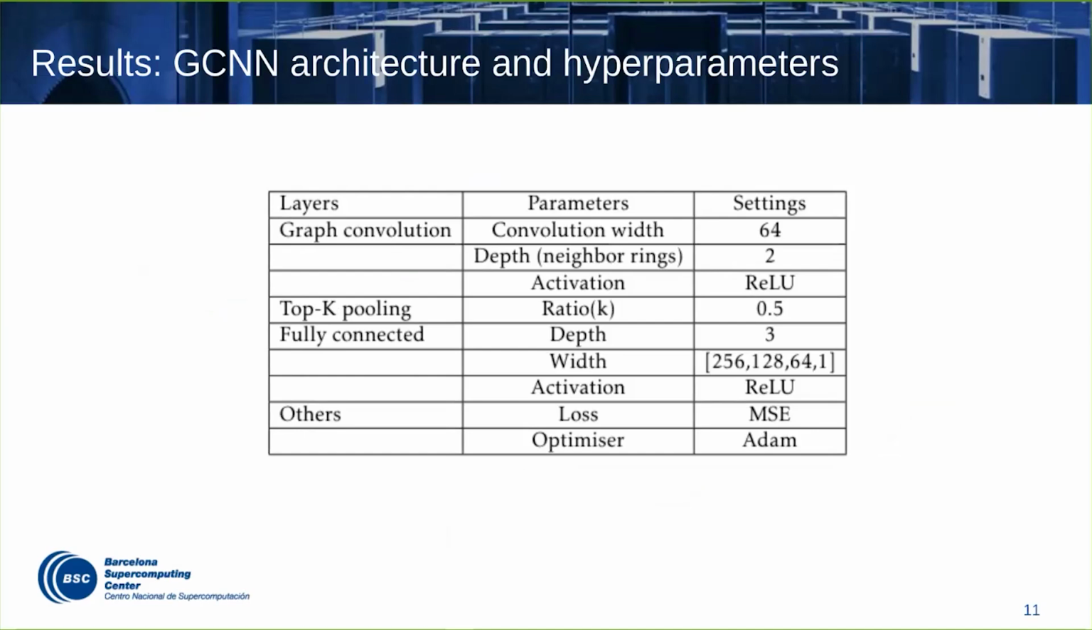Some parameters that we used are the width of the convolutional layers and the depth of the graph convolution. The activation function that we used was a ReLU. We used top-k pooling with a ratio of 0.5, followed by a fully connected part with 3 layers, with different values of width. Again, the activation function was a ReLU. For the loss function, we used the mean square error, and the optimizer was Adam.